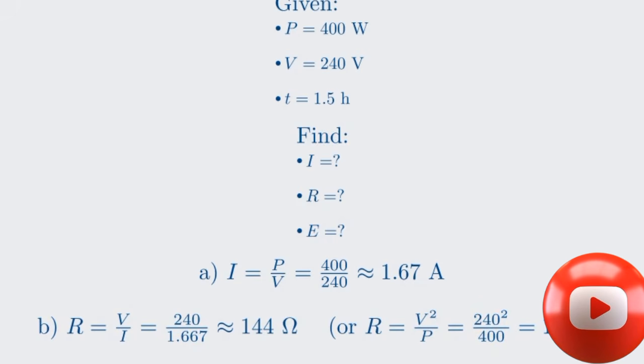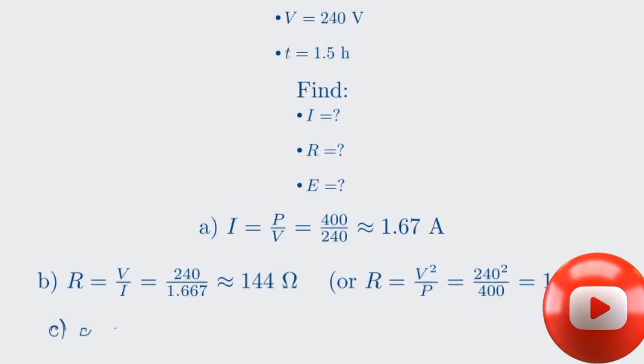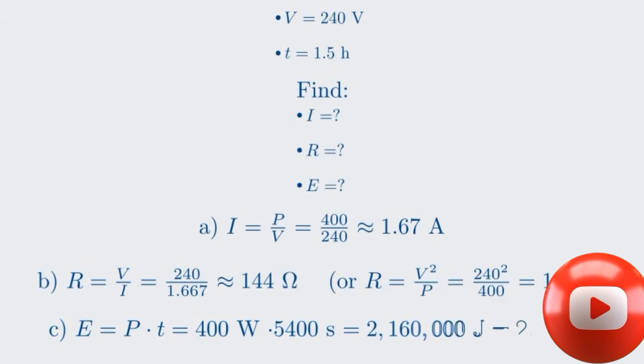For part C, the energy, we used the power-energy relationship, E equals P times T. Crucially, we converted time to seconds and then calculated the energy to be 2,160,000 joules, which we then converted to 2.16 megajoules. I hope this detailed walkthrough has been helpful. You now have a solid framework for solving problems involving power, voltage, current, resistance, and energy.